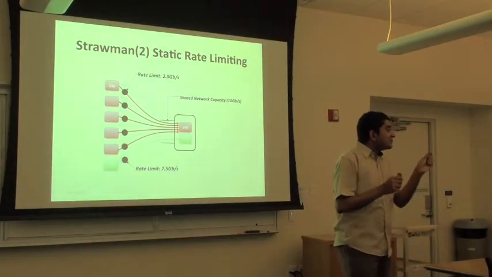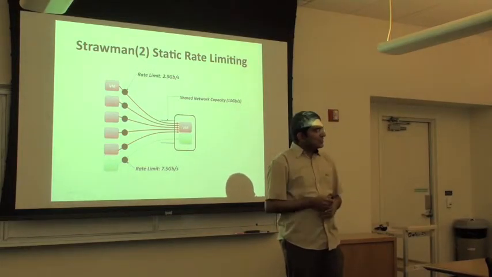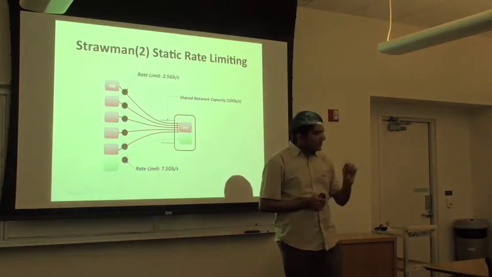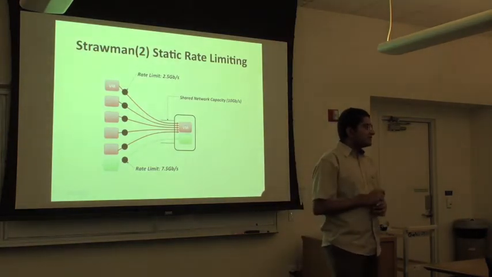And if you look at each flow, then it really doesn't, because we share the available bandwidth equally across all the flows. You can give some guarantees depending on the total load.